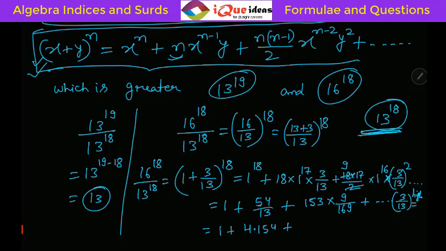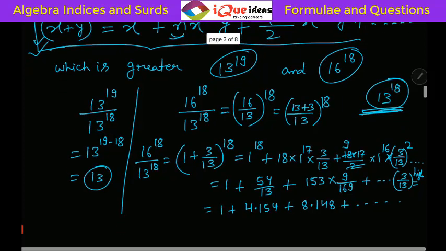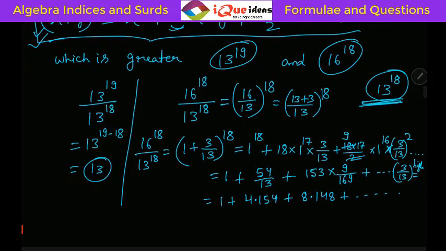4.154 plus, if you multiply 153 into 9 by 169 and divide by 169, you will get 8.148 and so on. There will be still some more terms, but nothing to worry, because they are going to be very, very small. Now you see, if you add these values, 1 plus 4 is 5, plus 8, 13. Oh, so it is going to be 13.30 something and still something more.